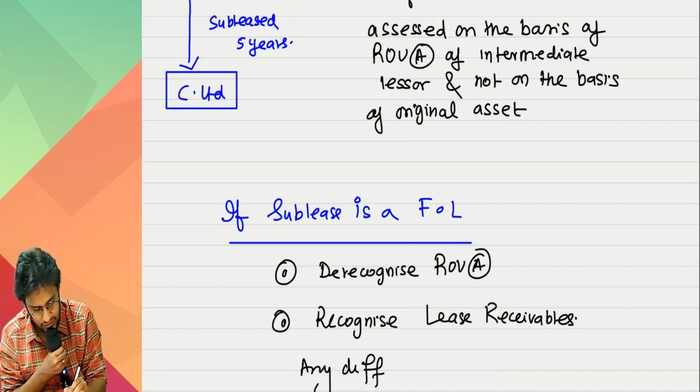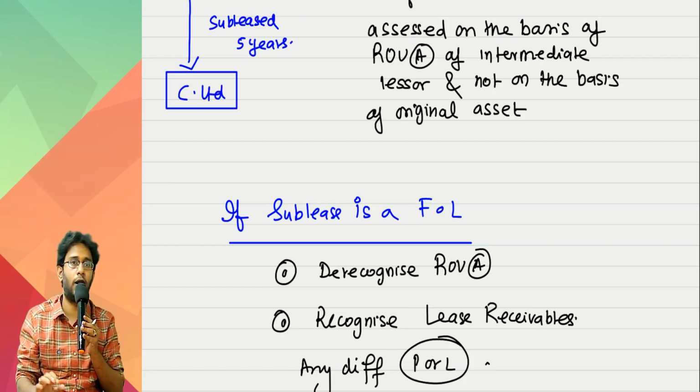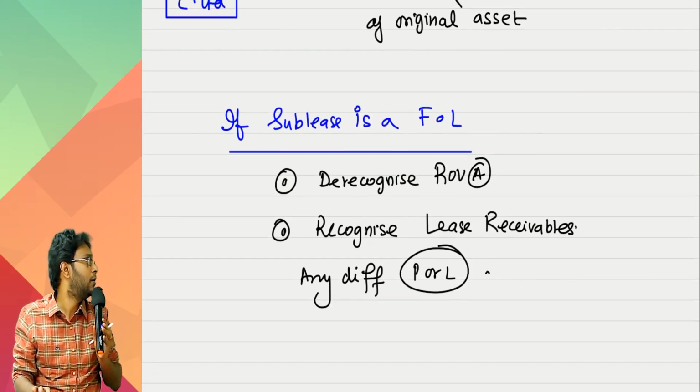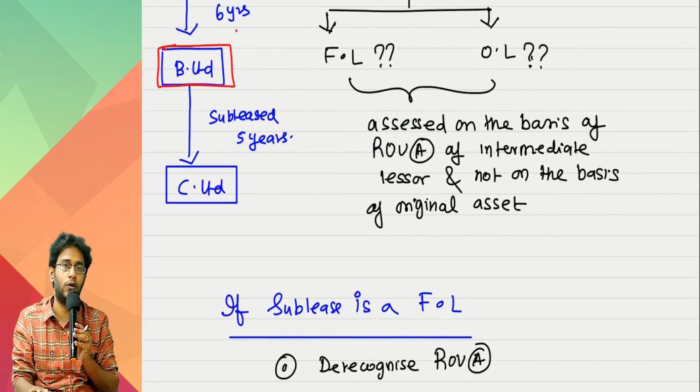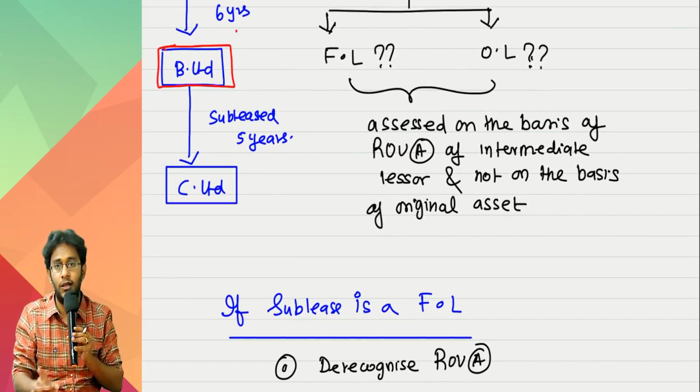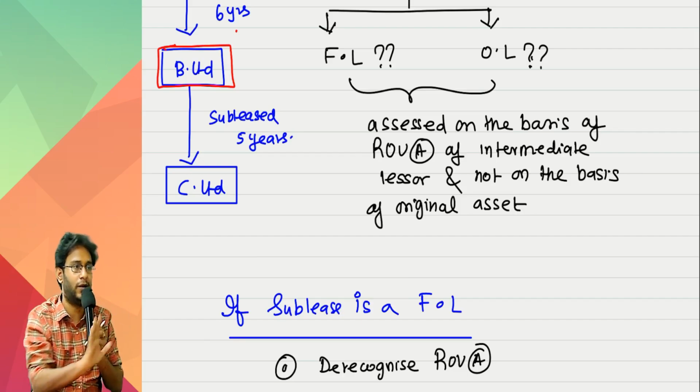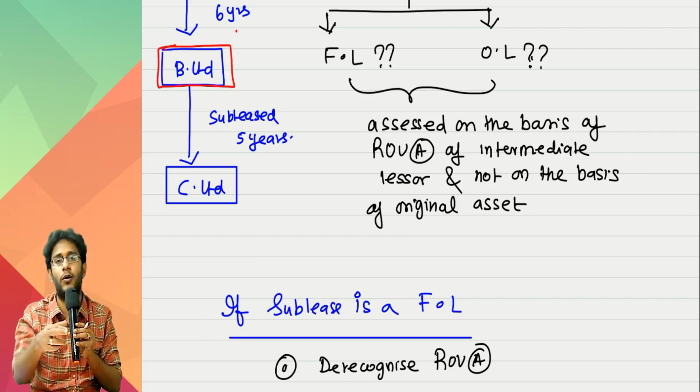Any difference in this entry will go off to P&L. As simple as that. In B Limited's books, there was an ROU asset and a lease liability. In that ROU asset you are killing off, a lease liability is there. In the ROU asset's place, what is coming?